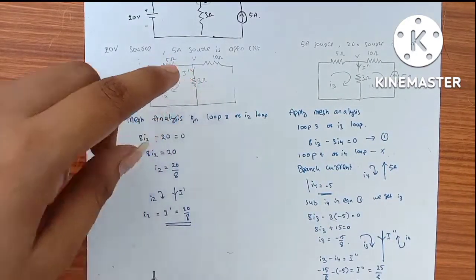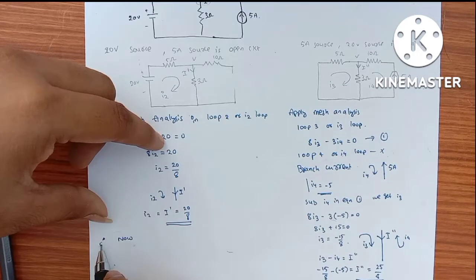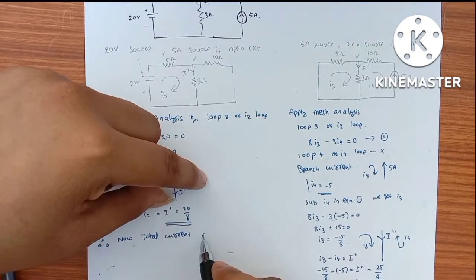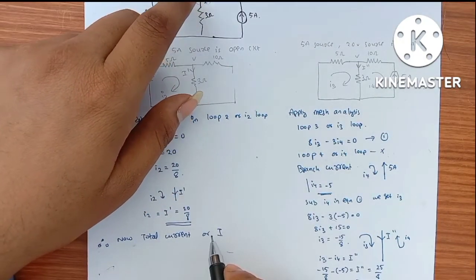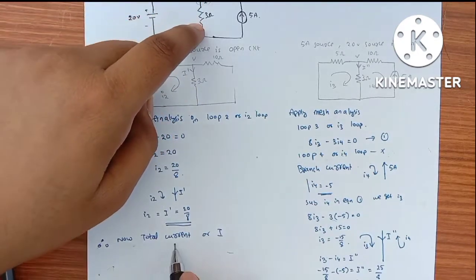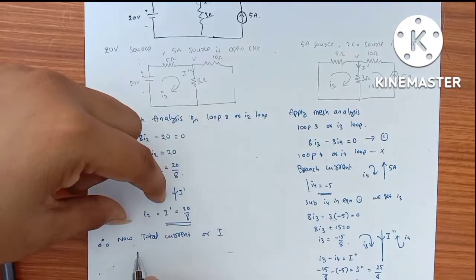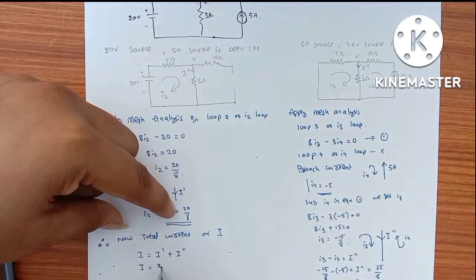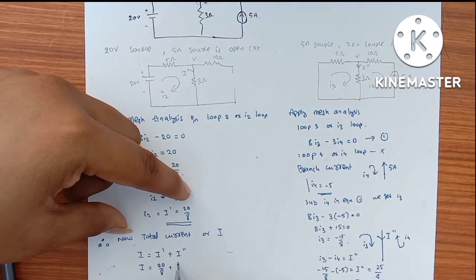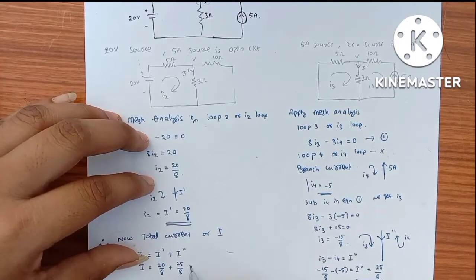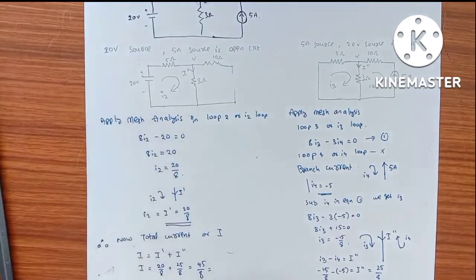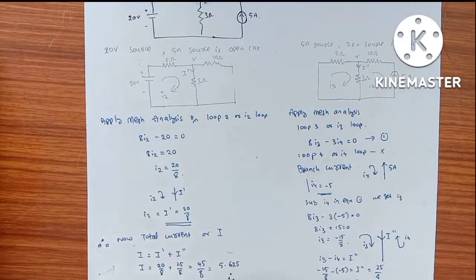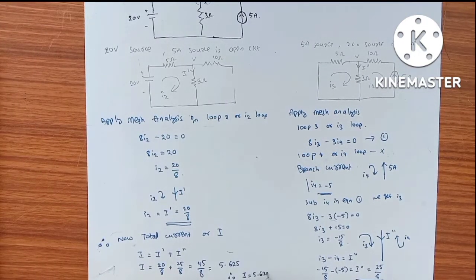Therefore, the total current I flowing through these branches is I dash plus I double dash, which is 20 by 8 plus 25 by 8, equal to 45 by 8, which is 5.625. So therefore I equals 5.625 amps.